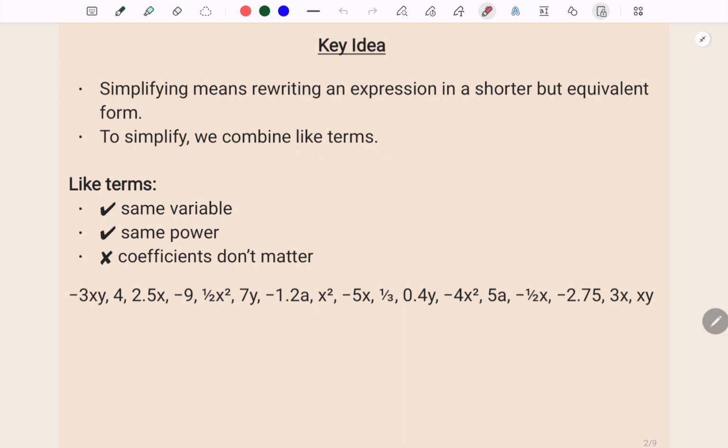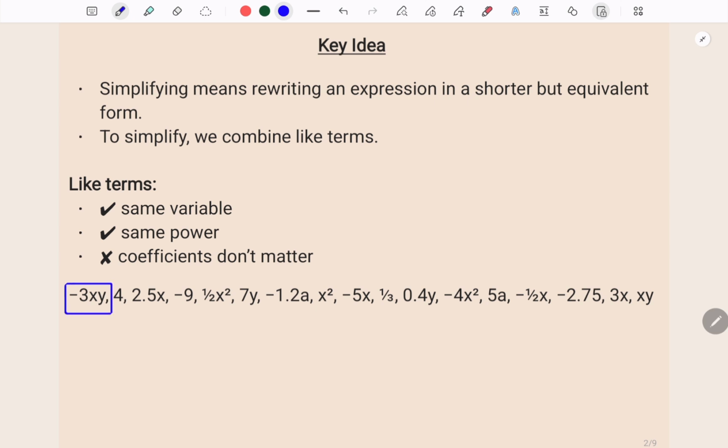So let's first understand what like terms are. For like terms, we need to figure out the terms which have the same variable and the same power. The coefficients don't matter. What does it mean? Let's take an example and learn from that. Here we have a list of algebraic terms, and from the list we need to sort the terms which are like. So let's take the first term, that is minus 3xy.